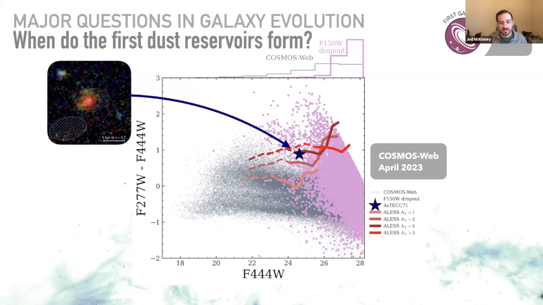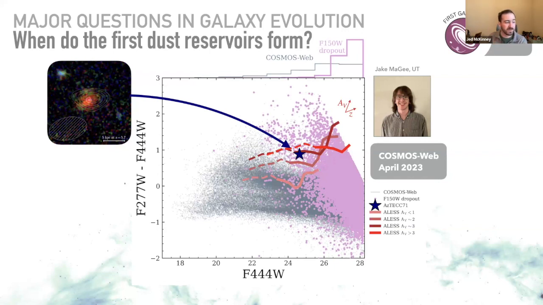So you can see Aztec C71 is fairly red. It's redder than most galaxies in this survey, and it's pushing to the fainter end. Jake McGee, who's a postdoc here at UT, has been doing a lot of work in understanding how this color magnitude space can be used to select galaxies based on their redshifts and attenuation. So that's what these tracks are showing, basically progressively redder and higher redshift galaxy model spectral energy distributions.